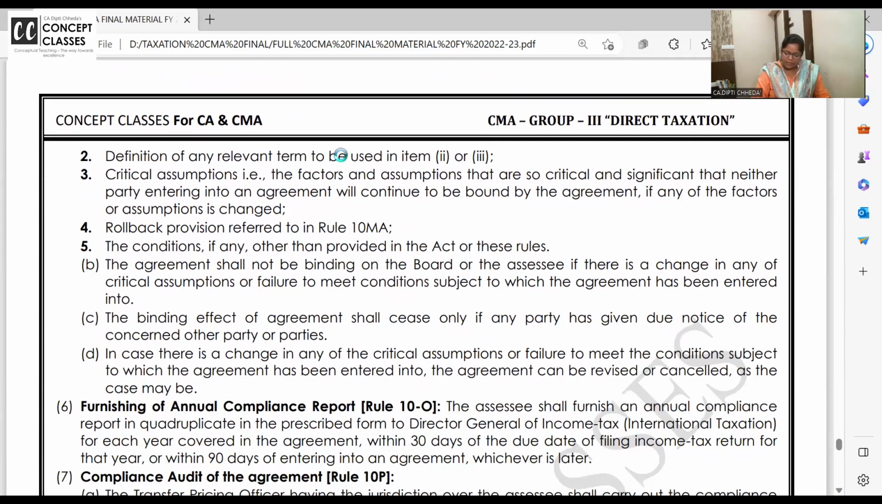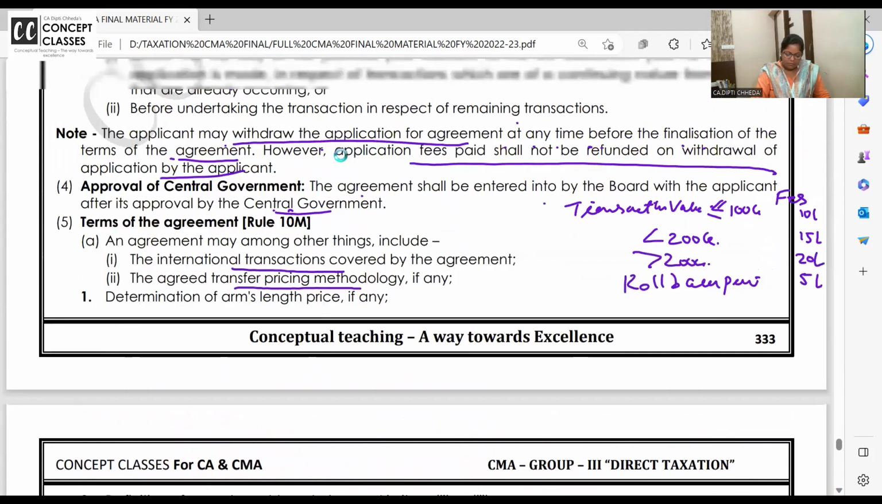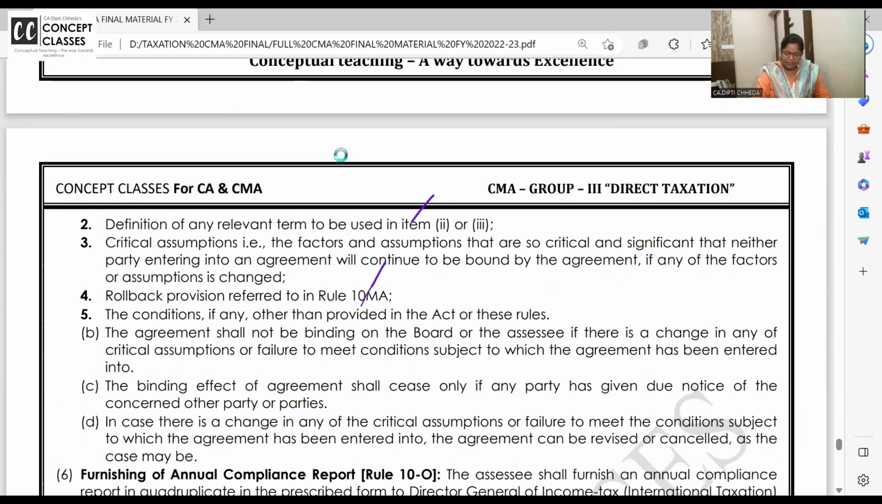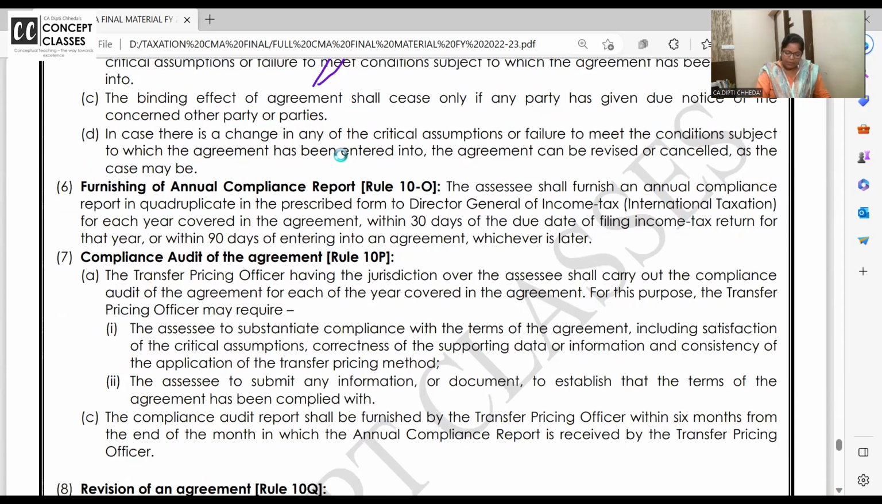Rollback क्या है, I'll tell you. Terms of agreement, frankly ये सब इसका सिर्फ gist याद रखो, skip करो. SSC shall furnish annual compliance report in court to Director General for each year covered in agreement within 30 days from the due date of filing the income tax return.